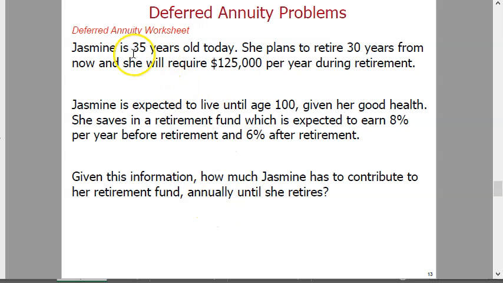So between now and until she retires, how much does she have to contribute every year so she can have $125,000 a year after she retires? That is the problem. And now let's look at the template.